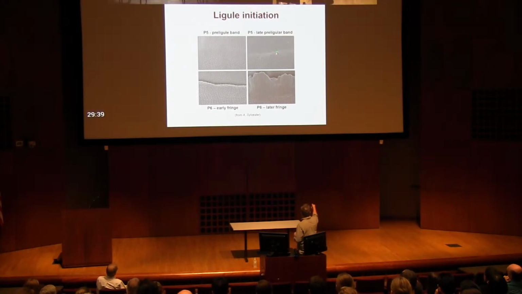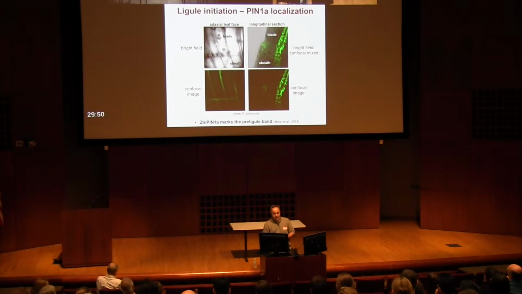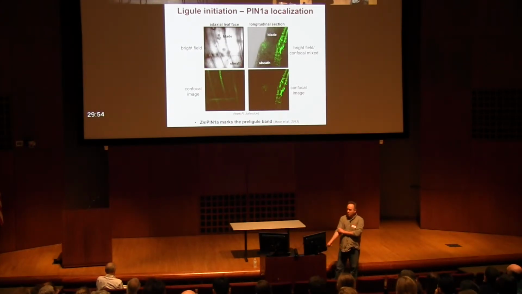And that will become the ligule. The rest of the development of this is basically elongation of that thin line from this fat line to form a fringe and later on a full-blown ligule. If you look at PIN, this is work that was first described by Sarah Hake in her lab, but Robin did this also in our lab.